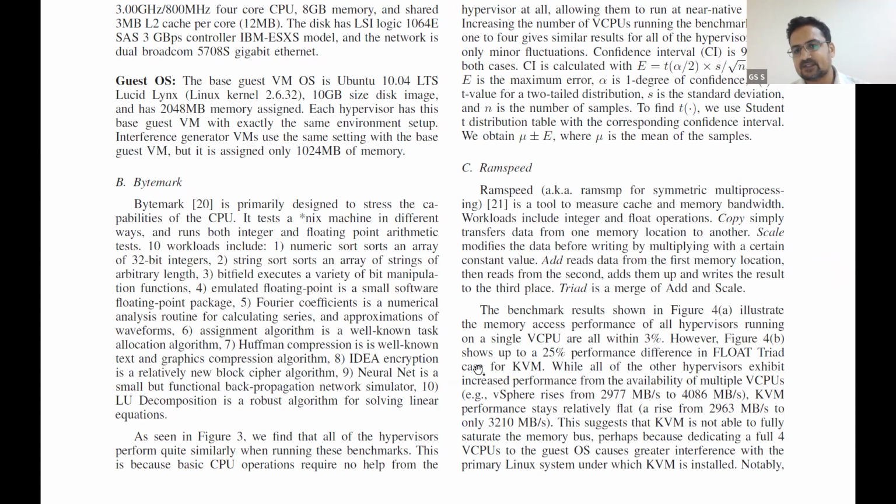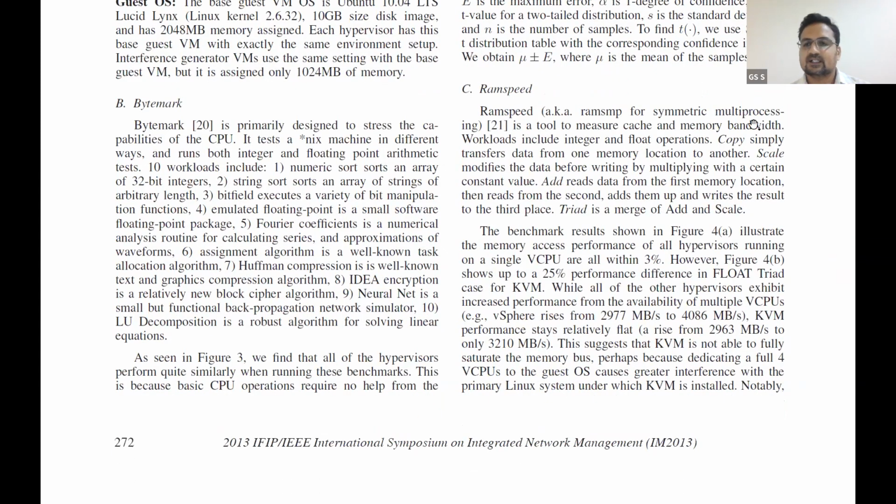This is for CPU. The second one is known as RAMspeed. As the name suggests, it is for knowing the cache and memory bandwidth for RAM. So this can be used for RAM speed.